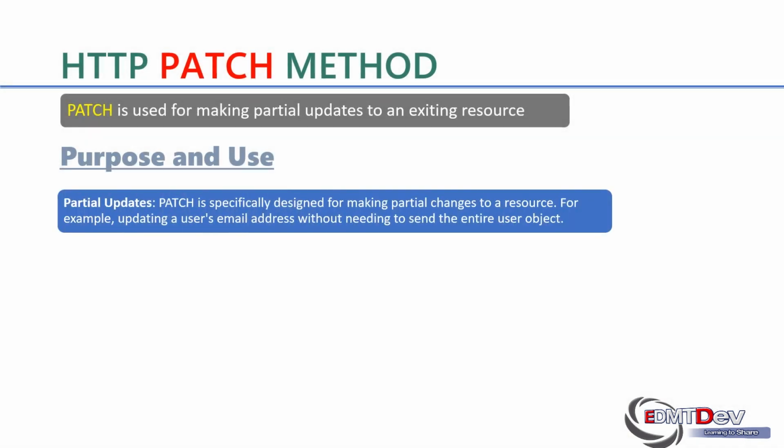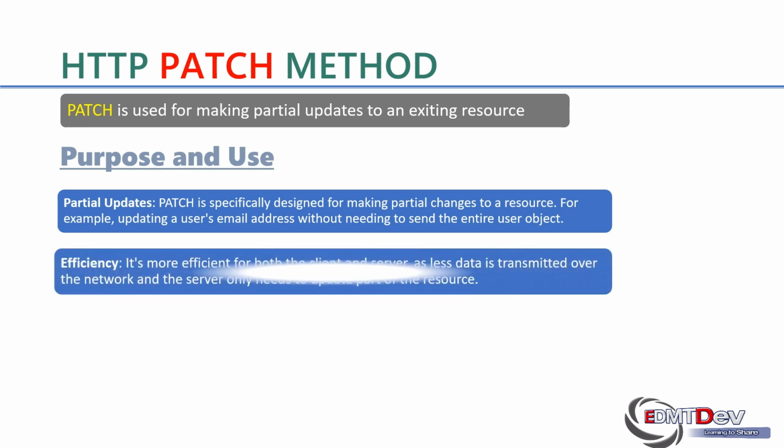The PATCH method is used in web development to make partial updates to an existing resource on the server. Unlike the PUT method, which replaces the entire resource, PATCH applies a partial update, modifying only the specified fields of the resource.